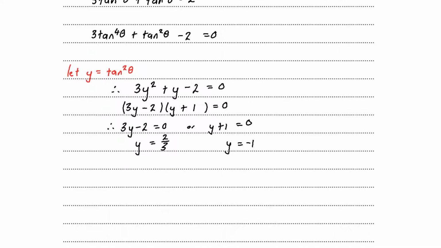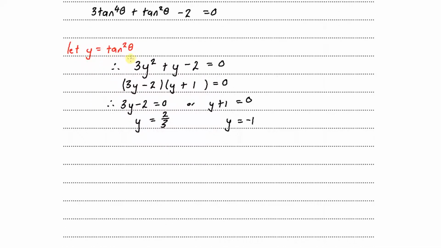Now, since we used the substitution y is equal to tan squared theta, replacing y with tan squared theta, tan squared theta is going to be equal to 2/3, and here, tan squared theta is going to be equal to -1. For this part, we're going to have no solution, and the reason is that if I square root both sides, whatever I get is going to be imaginary. We're not going to get a real solution. So we're going to focus on tan squared theta is equal to 2/3.